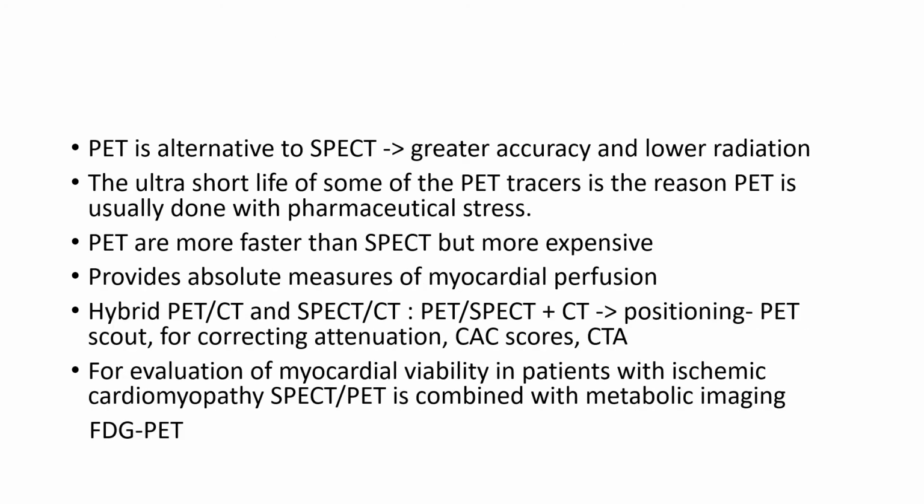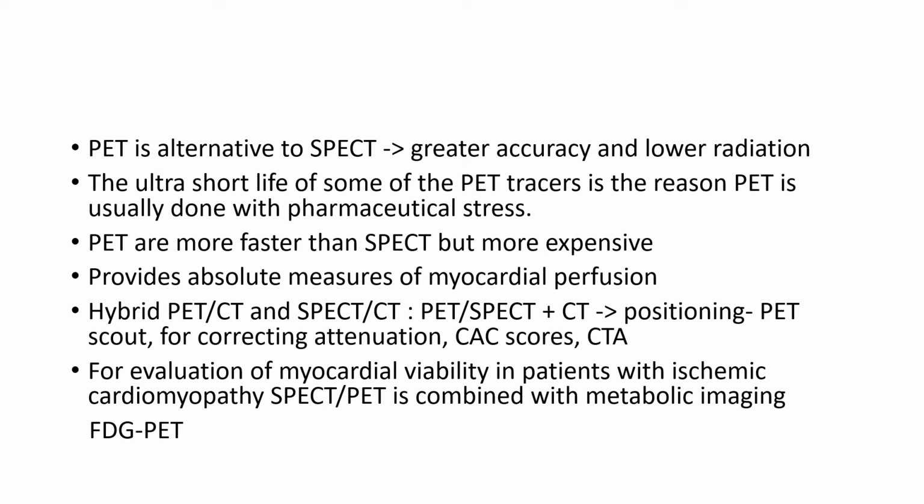PET is an alternative to SPECT, and it has a greater accuracy and lower radiation. The ultra short life of some of the PET tracers is the reason that PET is combined with pharmacological stress instead of a natural physiological stress. PET scans are faster than SPECT but are also more expensive, and PET scan provides an absolute measure of the myocardial perfusion, which is not possible with SPECT.